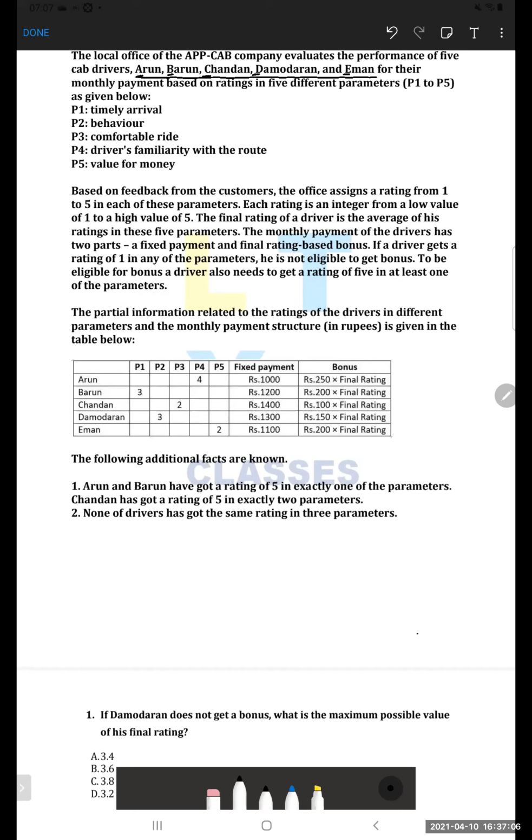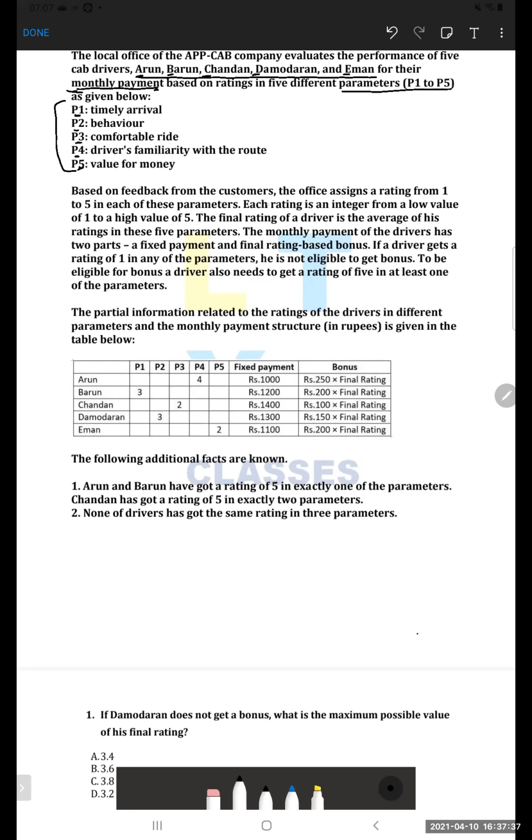For their monthly payment based on ratings in 5 different parameters, P1 to P5. So they are getting their monthly payment based on 5 parameters which are defined here: timely arrival, behavior, comfortable ride. That's all fine, but we just need to understand that there are 5 parameters P1 to P5 based on which the monthly payment is being decided for 5 cab drivers A, B, C, D, E.